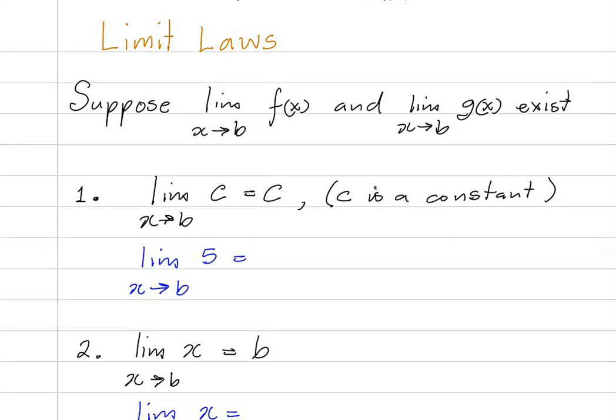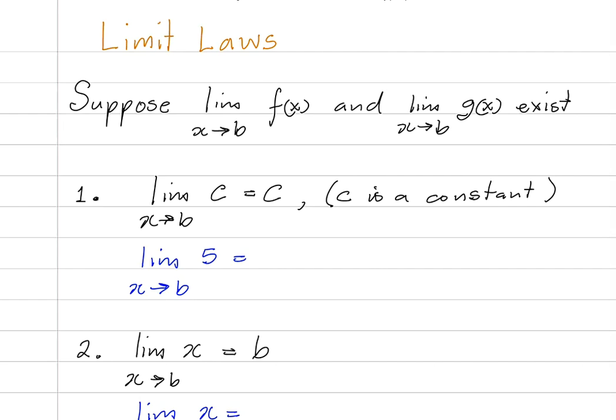All right. Limit laws. Suppose the limit of f of x as x approaches b and the limit of g of x as x approaches b exist. So these limits were established to exist. Law number one, the limit of c as x approaches b is equal to c.